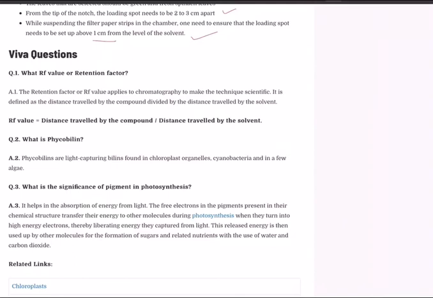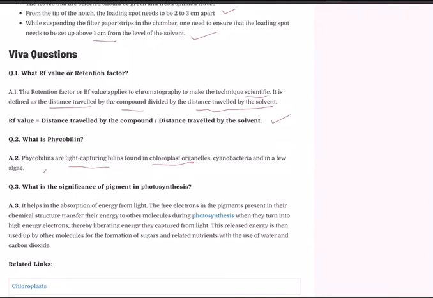Now, viva questions. What are the viva questions that will be asked in this experiment? What is the RF value or retention factor? Retention factor or RF value applies to chromatography to make the technique scientific. It is defined as the distance traveled by the compound divided by the distance traveled by the solvent. So RF value is equal to distance traveled by the compound divided by distance traveled by the solvent.